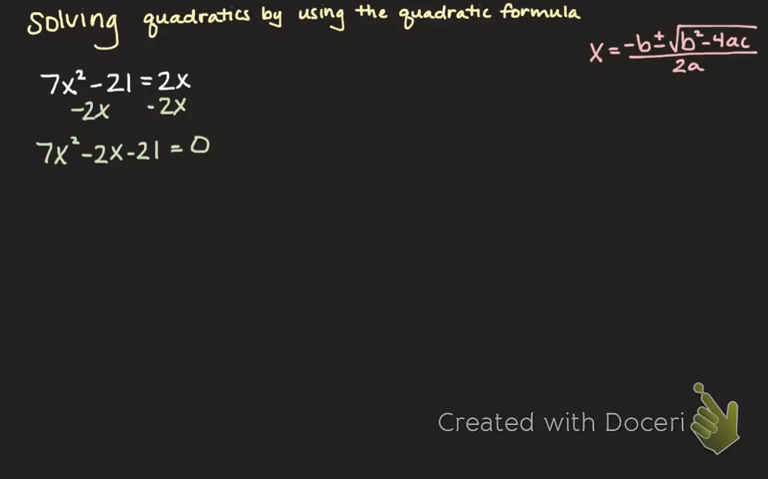Once all the terms are on the same side, we can establish what our a, b, and c values needed for the formula, and those are going to be the coefficients to our variables. So our a value will be equal to 7, our b value is equal to -2, and our c value will be equal to -21.